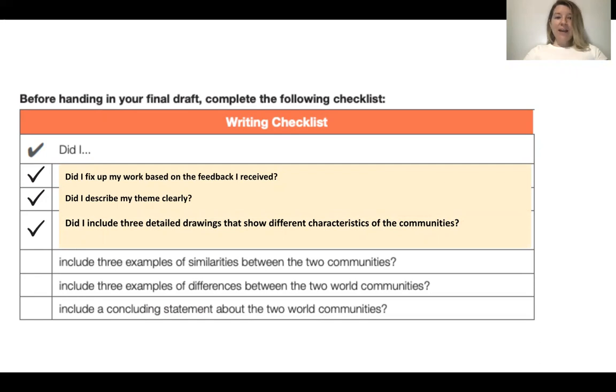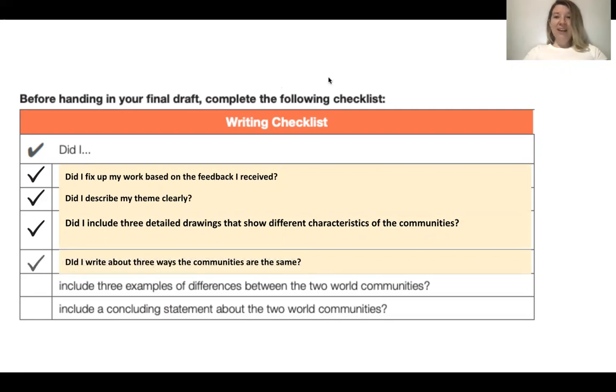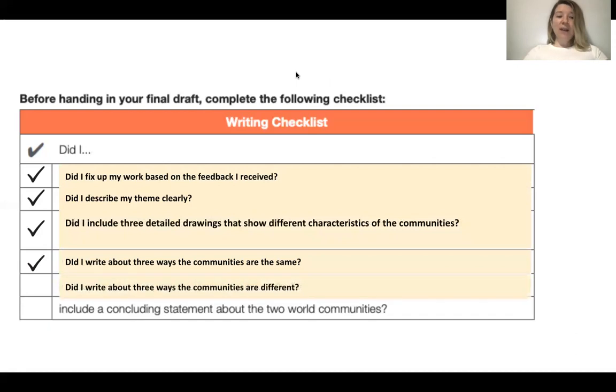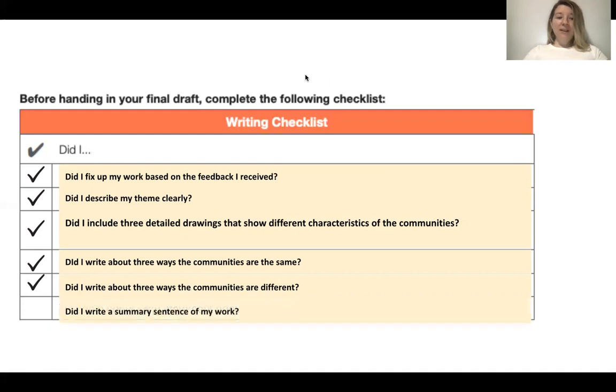Next, did I include 3 examples of similarities between the 2 communities? Or did I write about 3 ways the communities are the same? If yes, check it off. Did I include 3 examples of differences between the 2 communities? In other words, did I write about 3 ways the communities are different? If so, check it off. Did I include a concluding statement about the 2 world communities? Or did I write a summary sentence of my work? If so, check it off.